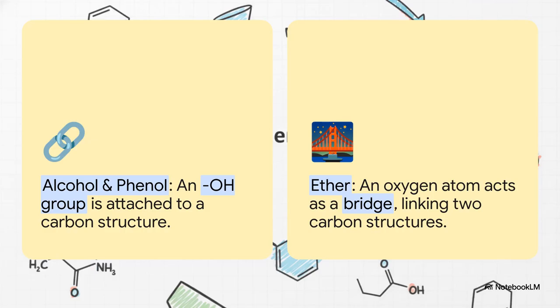So let's boil it all down, right? It all comes down to how and where that oxygen atom is placed. Is it hanging off a carbon chain? That's an alcohol. Is it sitting directly on a benzene ring? That's a phenol. Is it acting as a bridge between two groups? You've got an ether. This one simple difference changes everything.